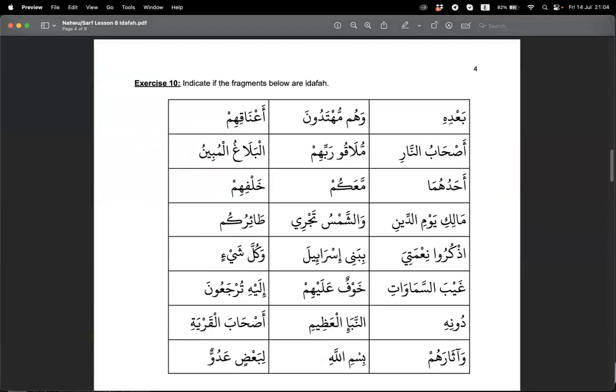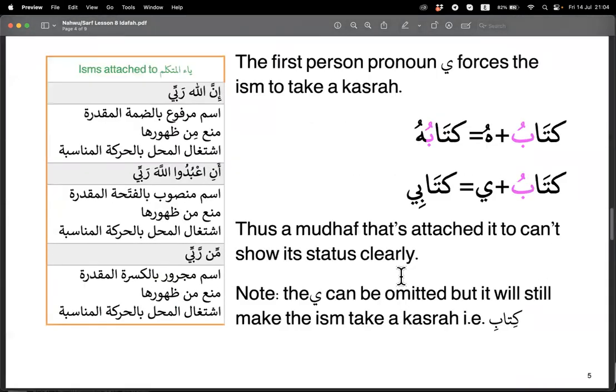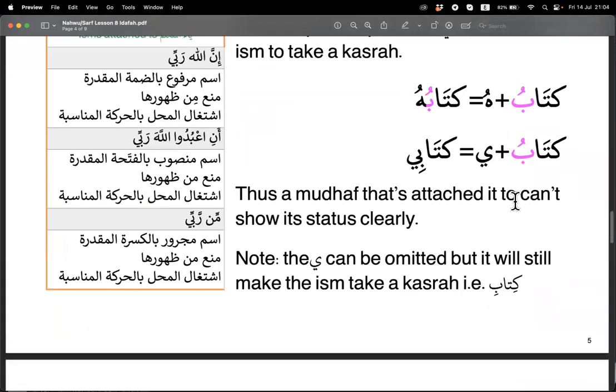Here you can still see: ba'di, you can see the kasrah. Ashabu, definitely you can see this is dhammah. Maliki yaumi, you can still see. But once you put ya, you cannot see already. This one you have to remember. So how do we know whether it's actually marfu, mansub or majrur? It will depend on the context of the ayah.